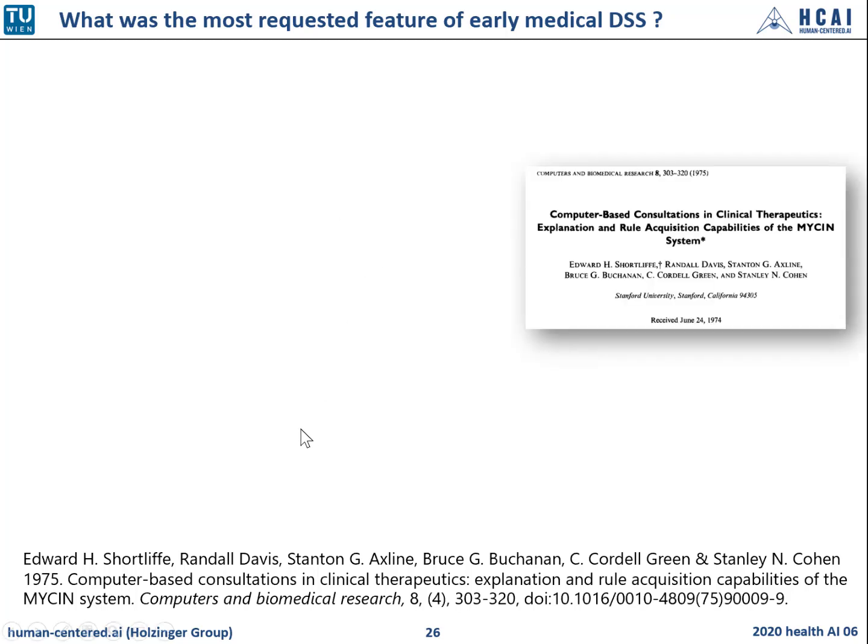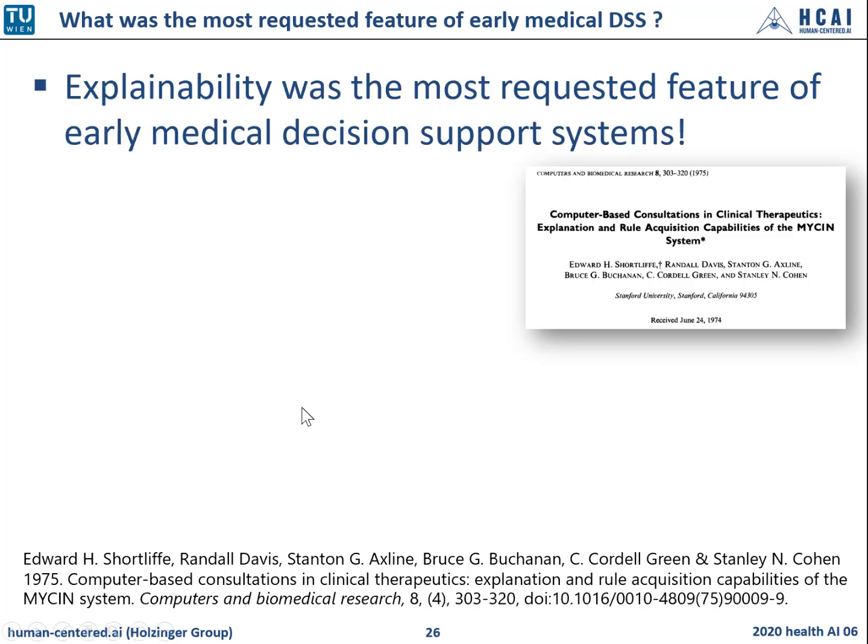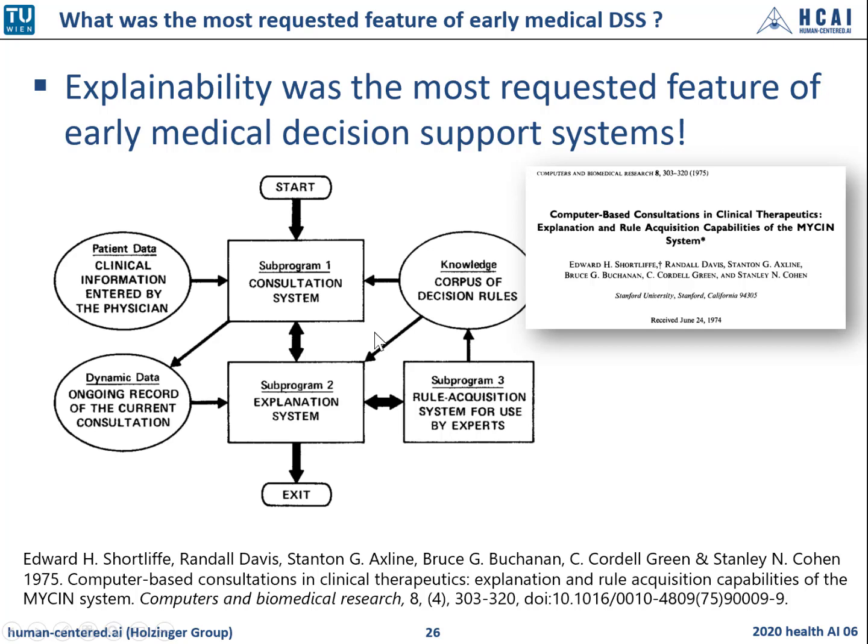So what was the most requested feature of early medical decision support systems? So we go now back into the 1970s, the early medical decision support systems. Yes, you guessed it correctly again. In the famous work of Shortliffe, the most requested feature was the quest for explainability. So explainability was the most requested feature of early medical decision support systems. And you can remember Mycin, we have discussed this last time, was a rule-based system. And of course, these rule-based systems are inherently interpretable. And you see here in this original image from 1975, you have an explanation system. But of course, the main problem was that this Mycin system cannot deal with real-world data because the real world is difficult. But we have discussed this in the previous lecture already.